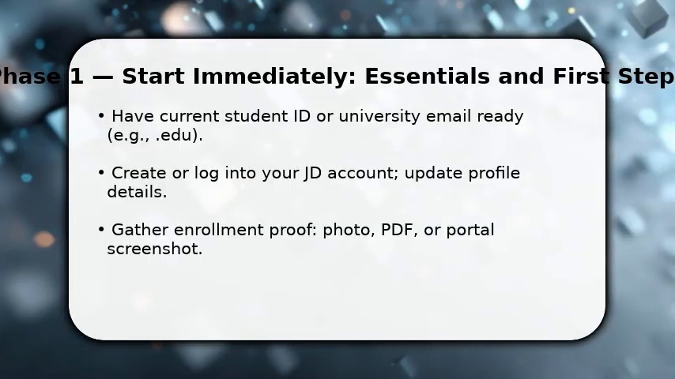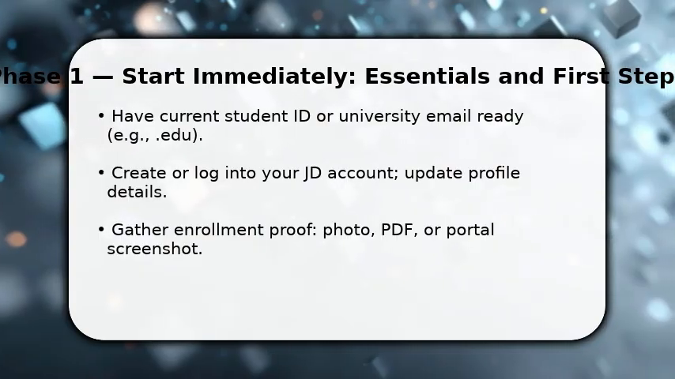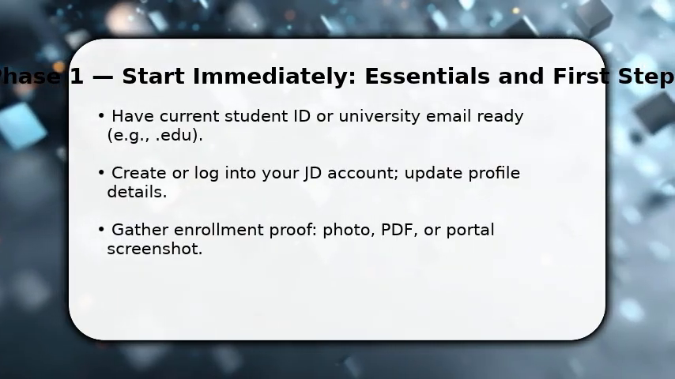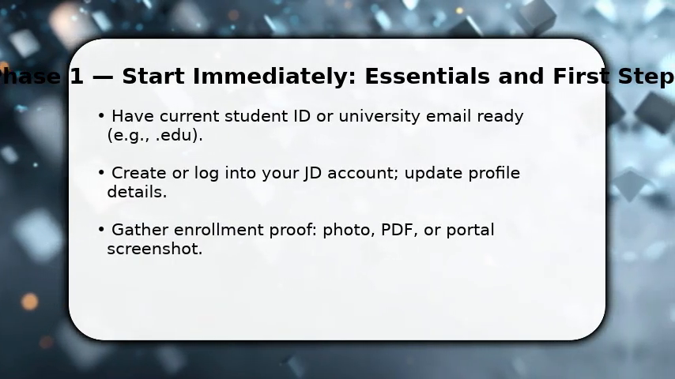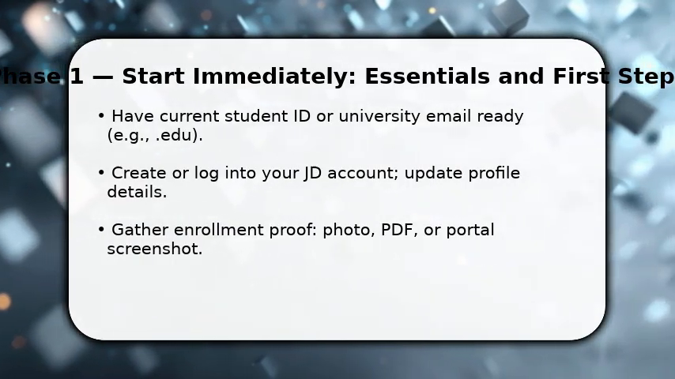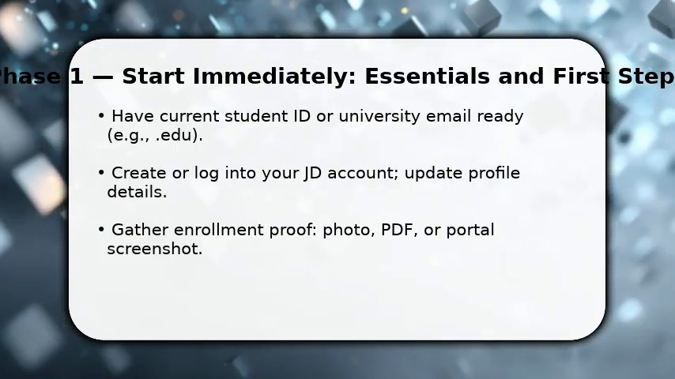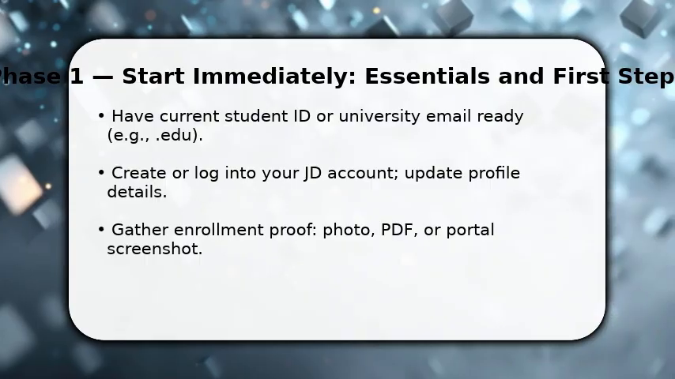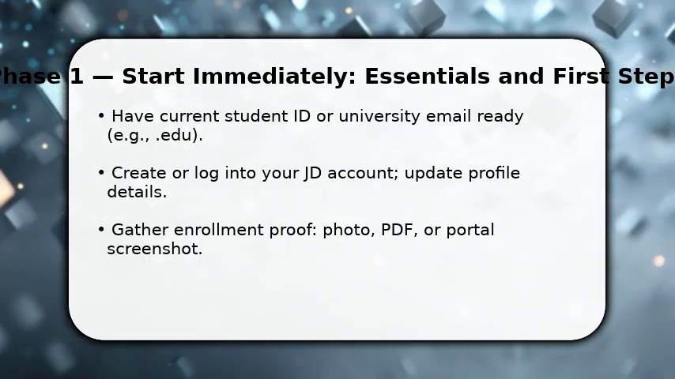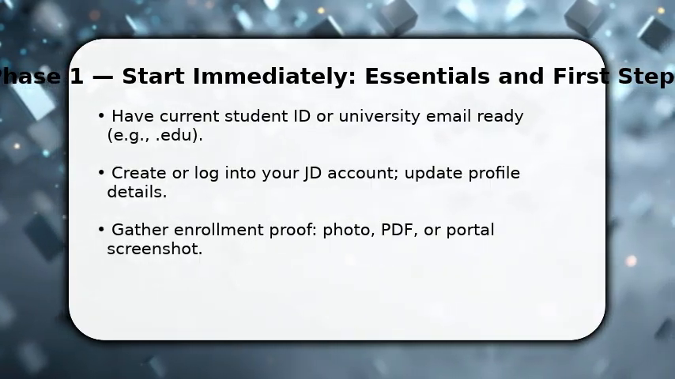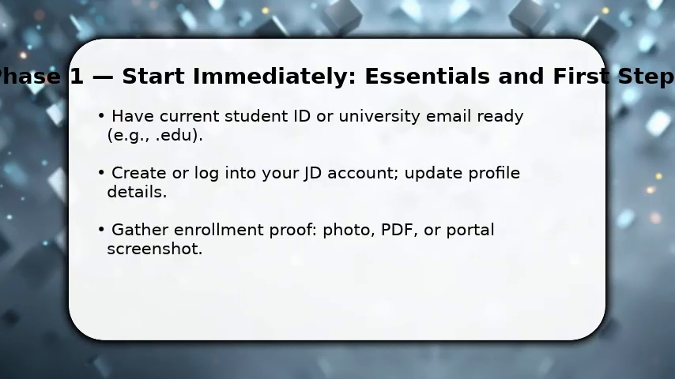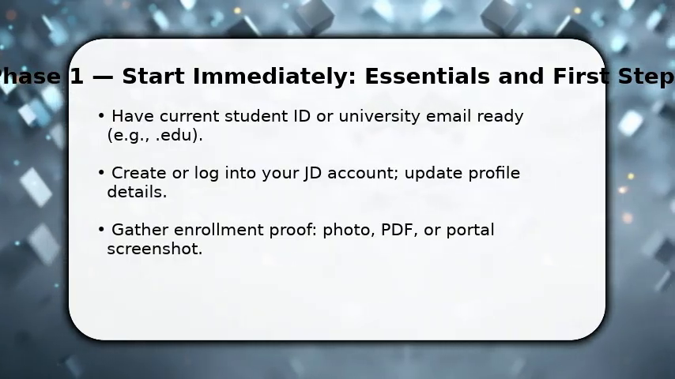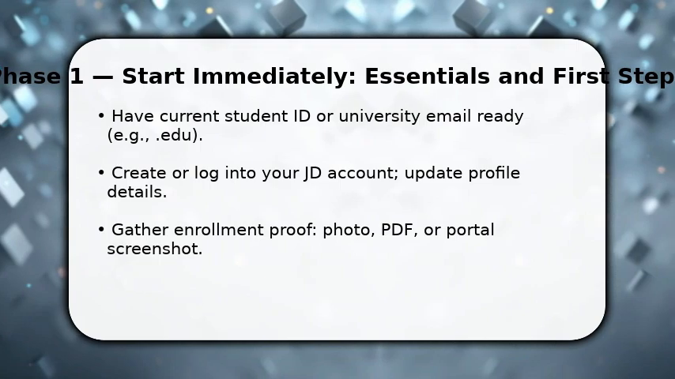You start by proving you are a student, so have your university email or student ID ready. Create or sign into your JD account and fill in accurate profile details. This speeds verification. Next, capture proof: a clear photo of your student ID, an enrollment letter, or a university portal screenshot. Once done, upload these materials where JD asks or link your school email for automatic check. These steps prevent delays and reduce back and forth later.